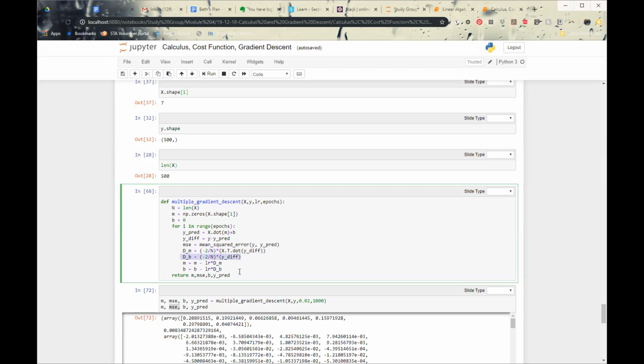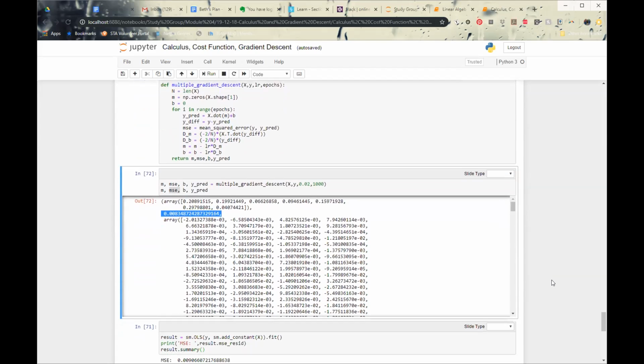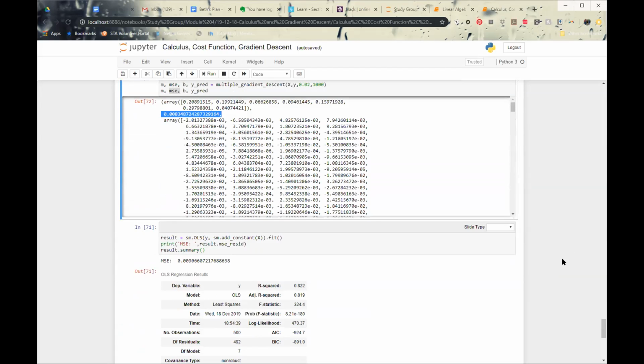Yeah, and then we also print out the MSE, the minimum standard error, right? What's the definition? Mean squared error, sorry. Yeah, and we chose the learning rate of 0.02 and 1,000 epochs. Yeah, do you want to add anything, Beth?